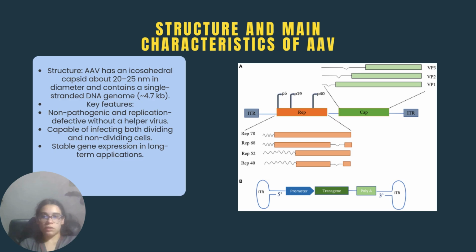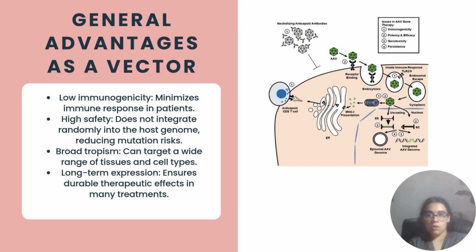AAV has an icosahedral capsid about 20-25 nanometers in diameter and contains a single-strand DNA genome of around 4.7 kilobases. It can infect both dividing and non-dividing cells and provides long-term and stable gene expression, which is essential for therapeutic uses. AAV offers several important advantages as a gene delivery vector.